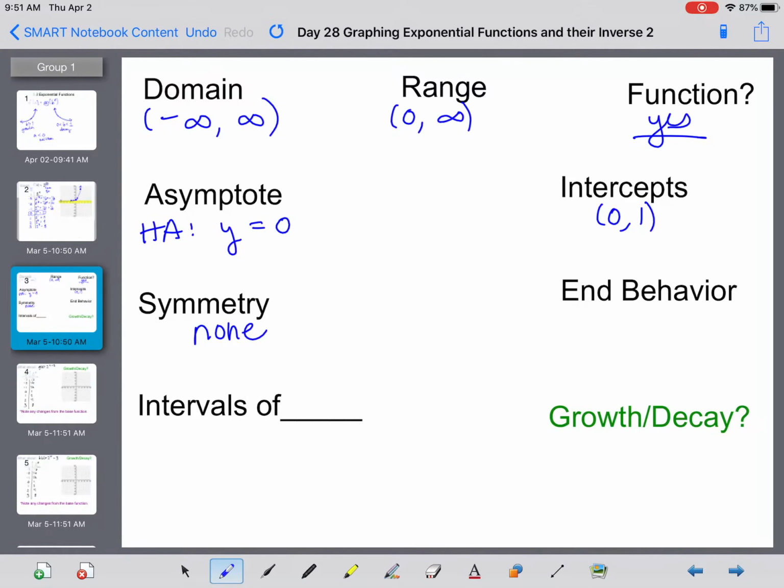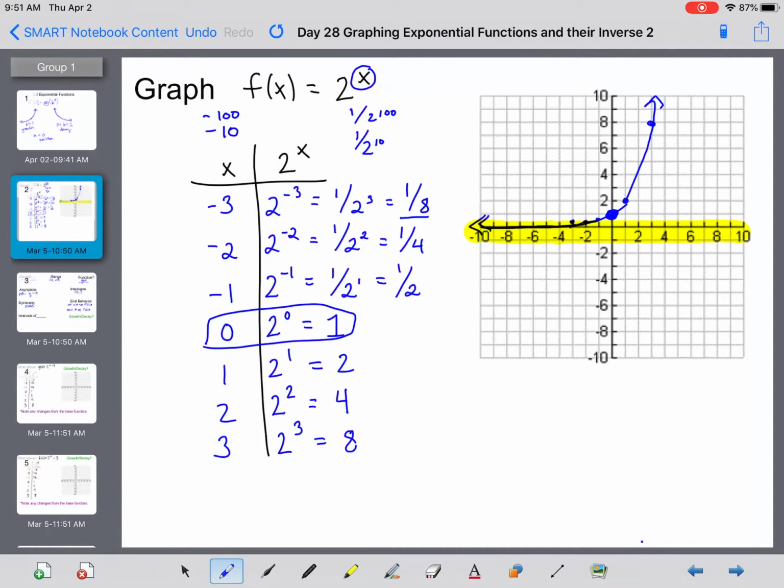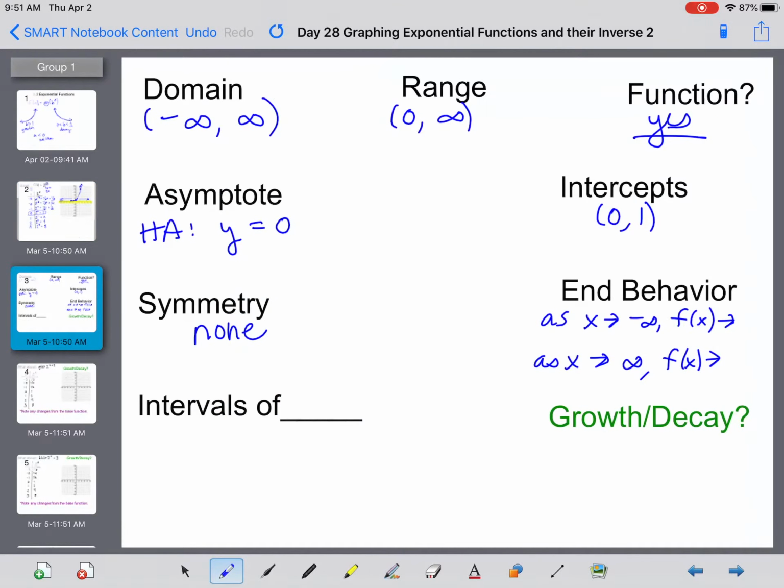And let's take a look at end behavior here. As x approaches negative infinity, what is my y value doing? And as x approaches positive infinity, what is my y value doing? So let's go back to our picture and take a look. As x approaches negative infinity, meaning it's going this direction, it looks like my y values are approaching 0. They're getting really, really close to 0. And as x approaches positive infinity, in this direction, my y values are just growing, growing, growing. So that means they are approaching positive infinity. So then I can complete my end behavior statement.